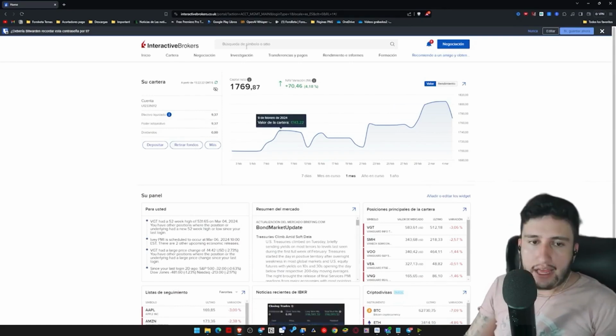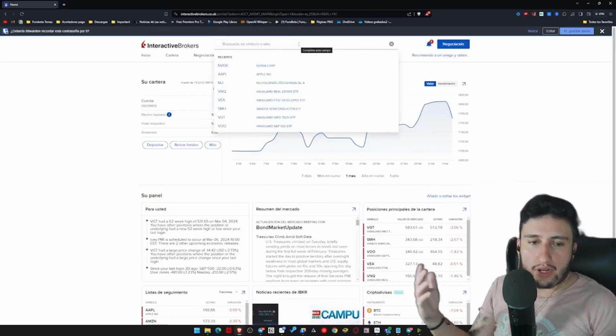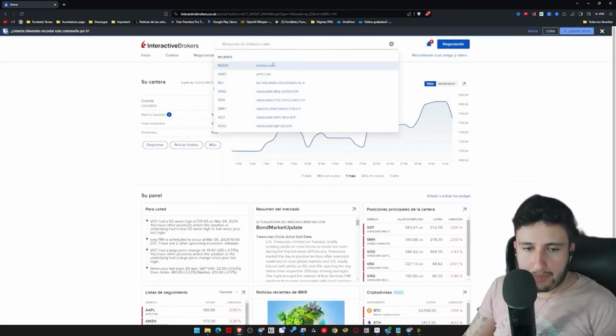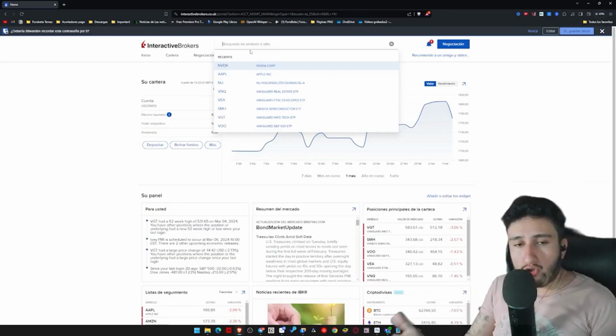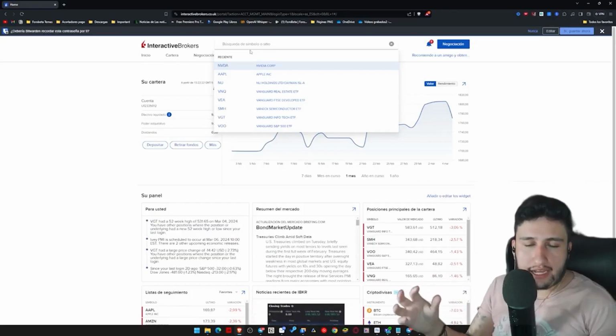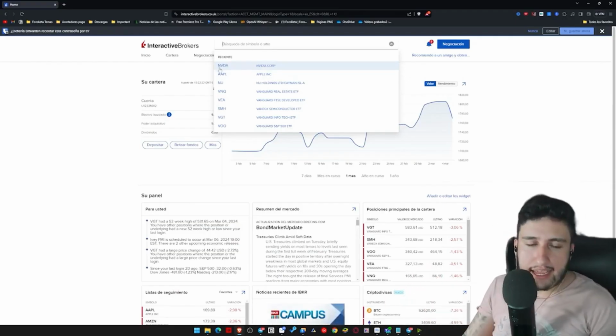Now, to buy a stock, you just need to know exactly which stock you want to purchase. Go to the top where it says symbol or site search and look for a stock. In this case, I'm going to look for NVIDIA. Here we can search for it in two ways. First, by something called a ticker or symbol, which is basically, in most cases, the abbreviation of the company's name. In the case of NVIDIA, the ticker is NVDA.